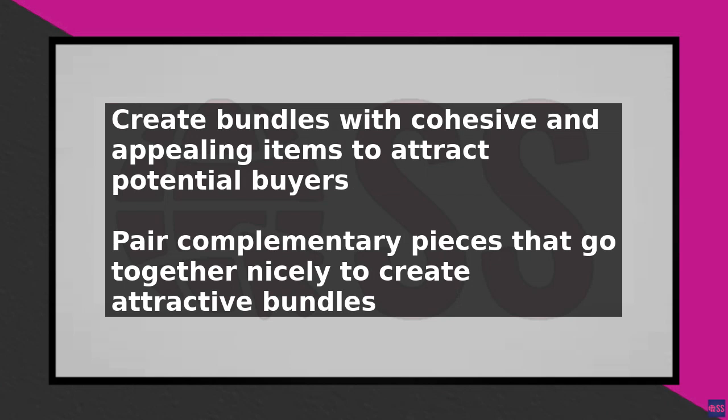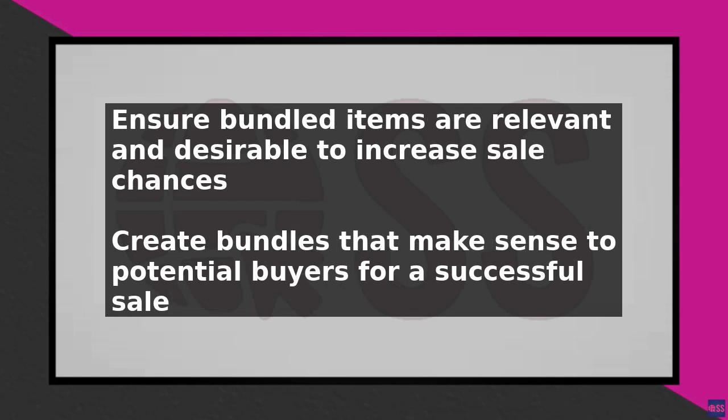To bundle items, go to your profile, then click on My Items for Sale, where you can view your current listings. From here, you can add new items and create bundles that make sense, such as complementary pieces that go together nicely. When creating bundles, consider pairing items that are cohesive and appealing to potential buyers.